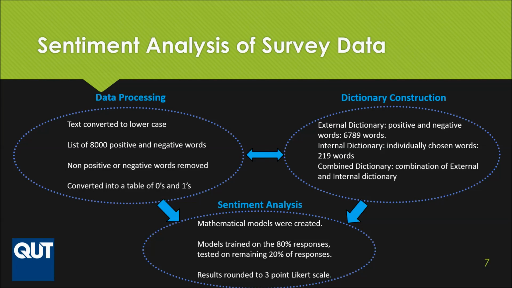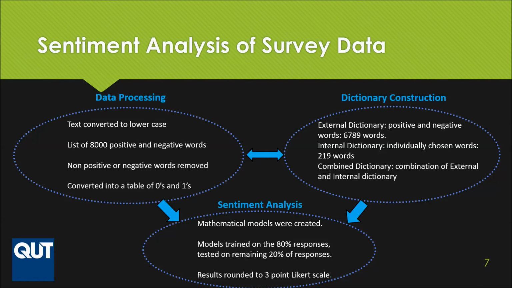We had a few parts. Initially, we looked at a process called data processing, following a few standard procedures. Text was converted to lowercase. We had access to a list of 8,000 positive or negative words, which we used to determine the sentiment for the text. Any words that didn't appear in that positive or negative list were removed. We looked at that as an external dictionary.